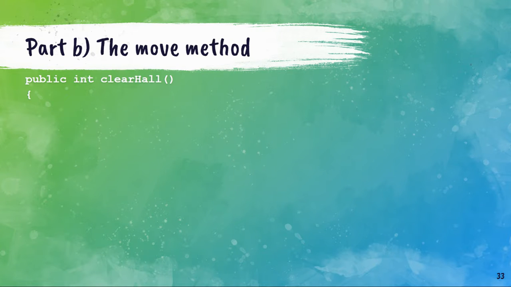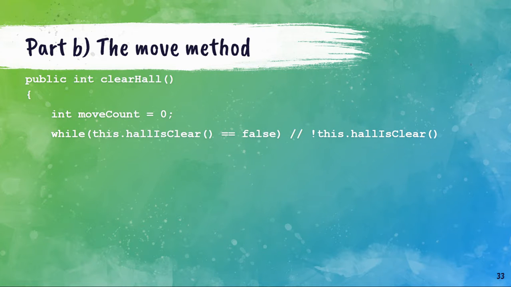Here's my solution. It takes no parameters, returns an int. There's the temp variable that I make, move counter, initialized to 0. And so here is how I'm going to call this. If haul is cleared is false, meaning that the haul is not clear, I've got to pick up some stuff. Another way to do that is not haul is cleared. So I'm going to move, and I'm going to increment the counter. So my move is picking up a toy.